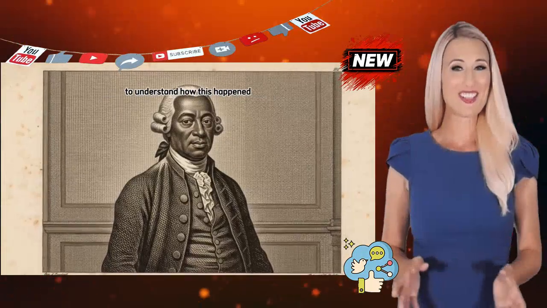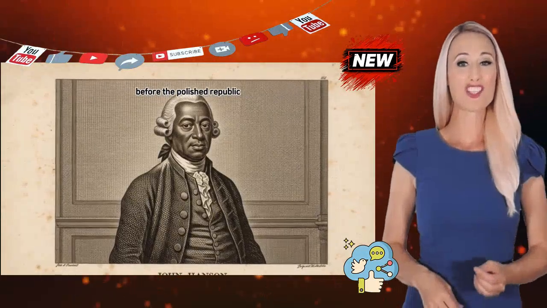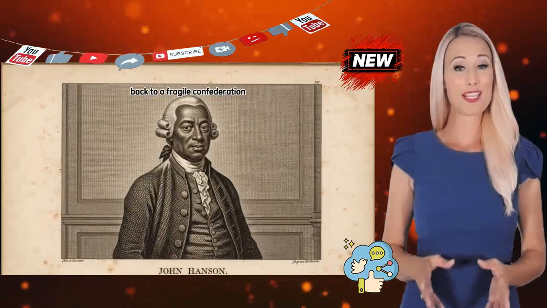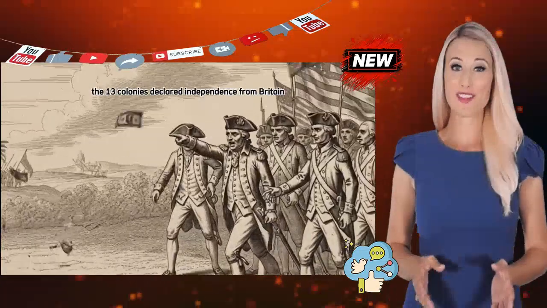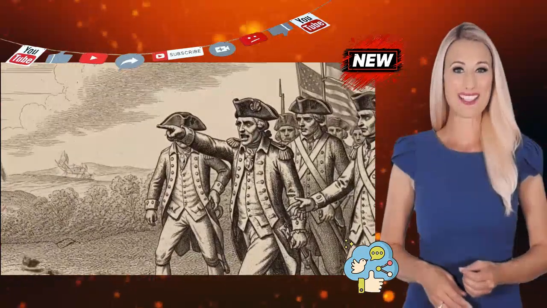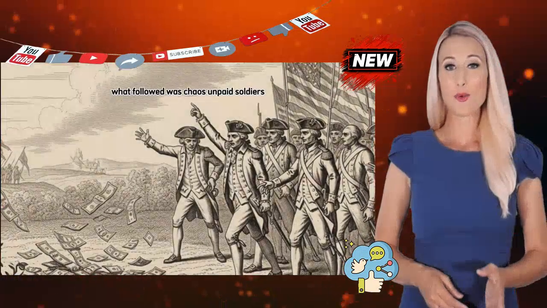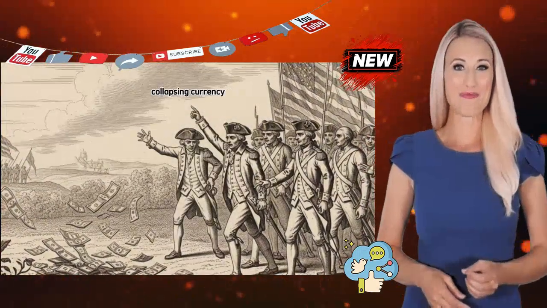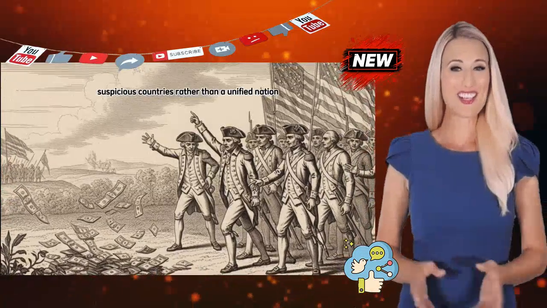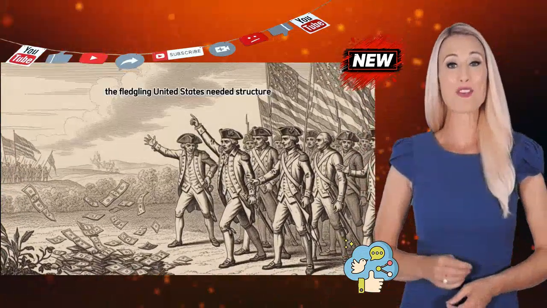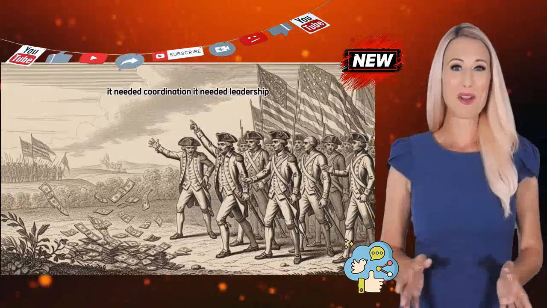To understand how this happened, you have to go back to a time before the Constitution, before the polished republic, back to a fragile confederation stitched together by war. In 1776, the 13 colonies declared independence from Britain, but independence was only the beginning. What followed was chaos, unpaid soldiers, collapsing currency, foreign threats, and states that behaved like small, suspicious countries rather than a unified nation. The fledgling United States needed structure. It needed coordination. It needed leadership.